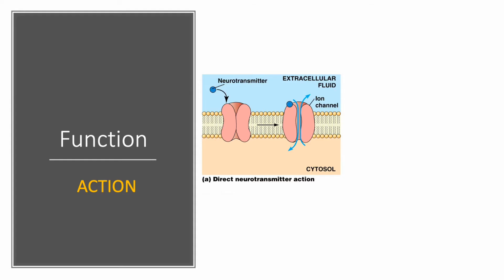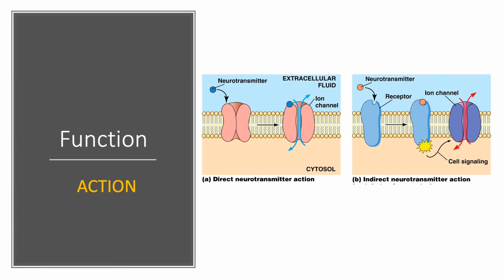All right, and finally, classification by action. Actions of neurotransmitters can either be direct or indirect. So here we're looking at a direct neurotransmitter action. We see the neurotransmitter comes in and it's going to bind to this ion channel. Binding to the ion channel opens that channel and allows for ion exchange between the ECF and the cytosol.